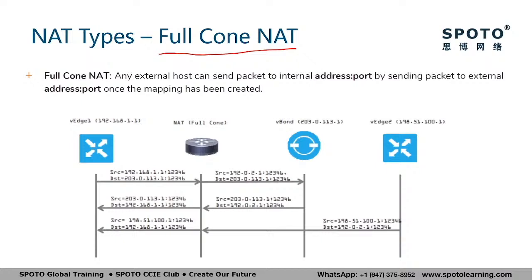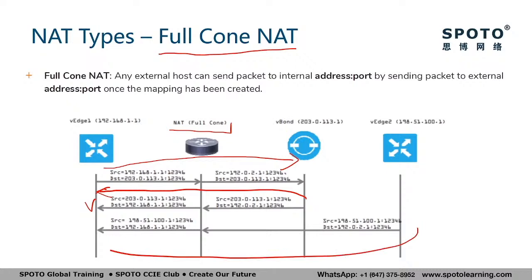Like the diagram shows here, when the vHost would like to talk to this vBond, it goes through a full cone NAT over here, and the vBond responds back to the communication initiator. The NAT session has been established at this stage. Then these two devices can talk to each other, no problem at all. This is called full cone NAT.